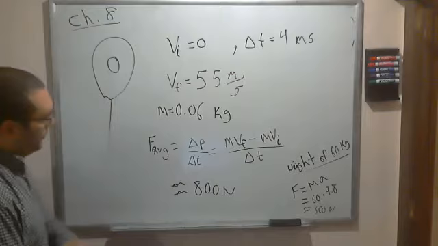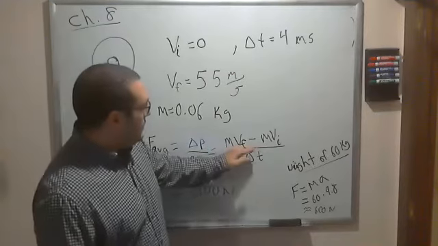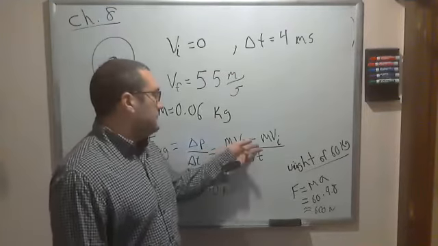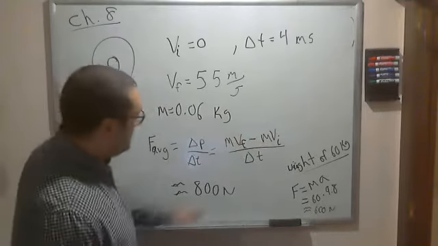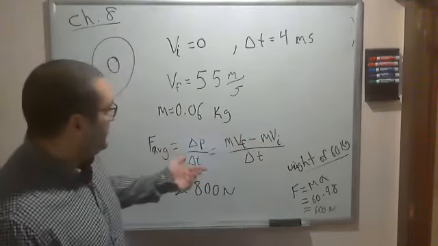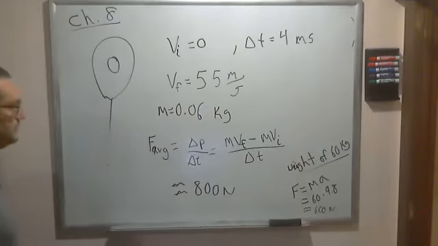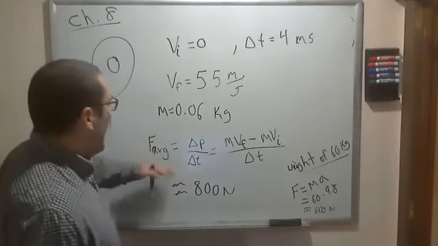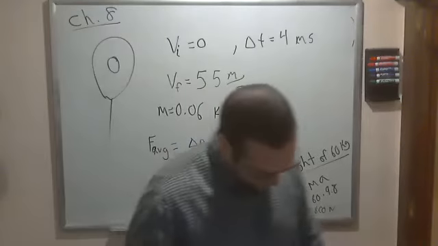And again, all we needed to know in this problem was the mass, the velocity before and after the collision, and the time the collision took, right? We're able to figure out the change in momentum, or the average force that caused the change in momentum, right?